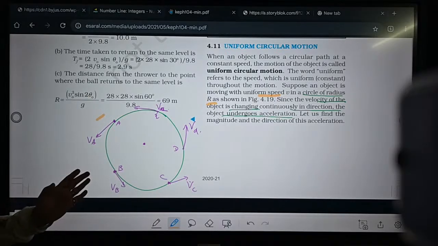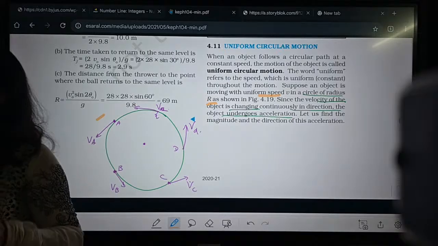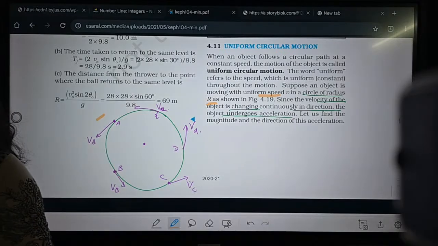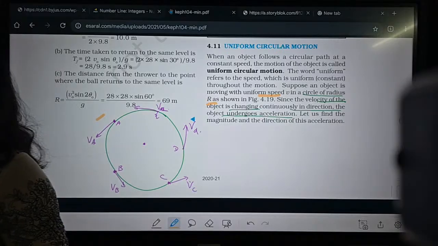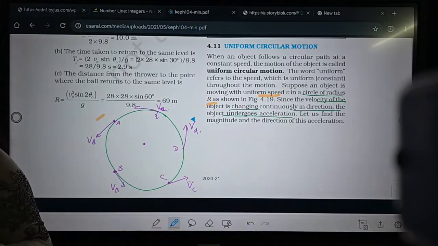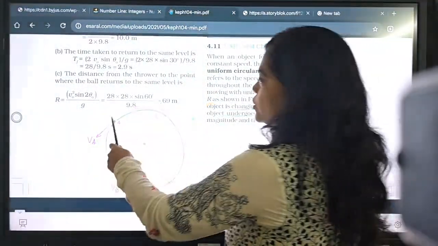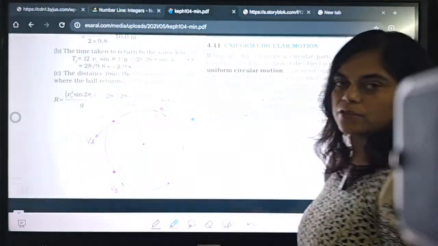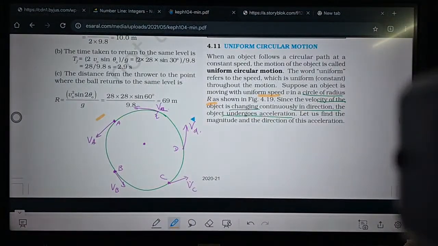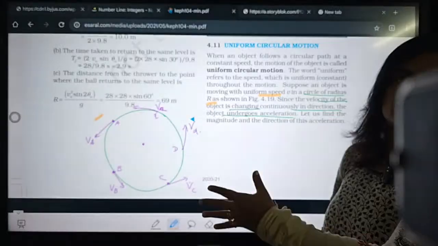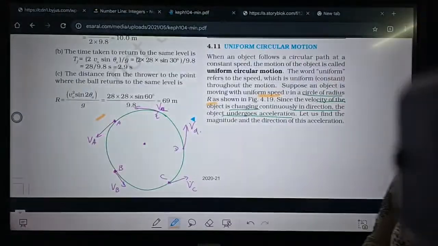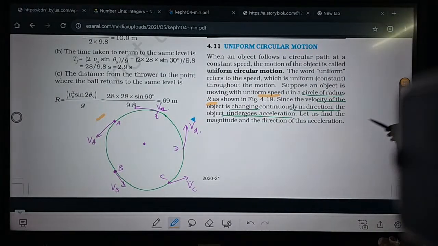Can you understand? There are two types of acceleration you are going to learn about: tangential acceleration as well as centripetal acceleration. Okay, we'll see that. Towards the center there must be an acceleration, and along the tangential motion also there must be an acceleration. Acceleration means rate of change of velocity. Here the velocity is changing only in direction, not in magnitude. Okay, so keep this in your mind.